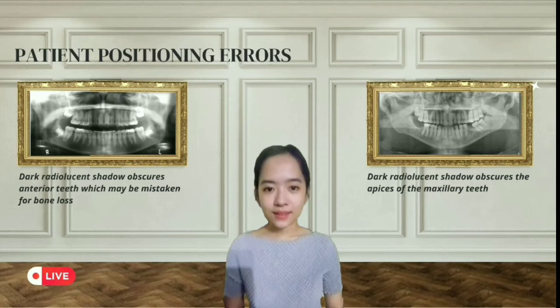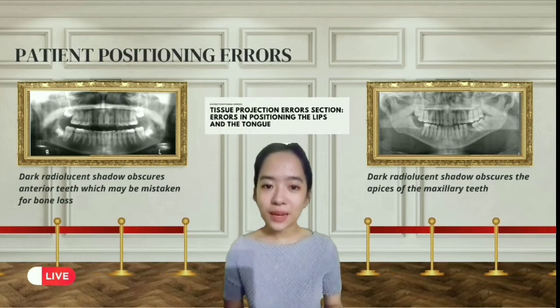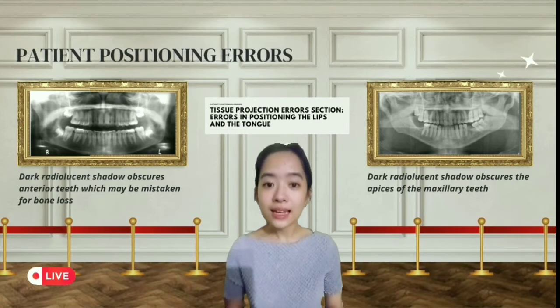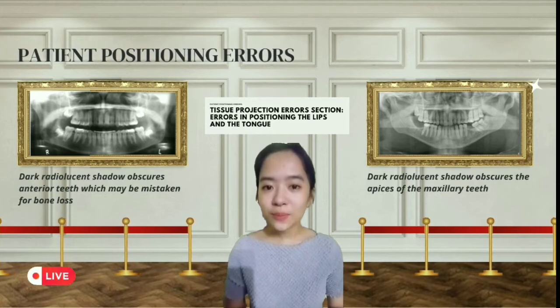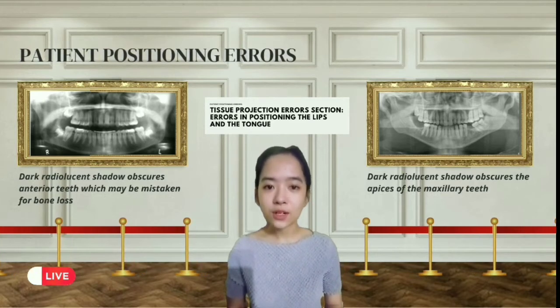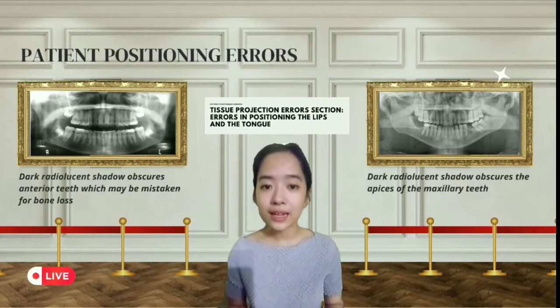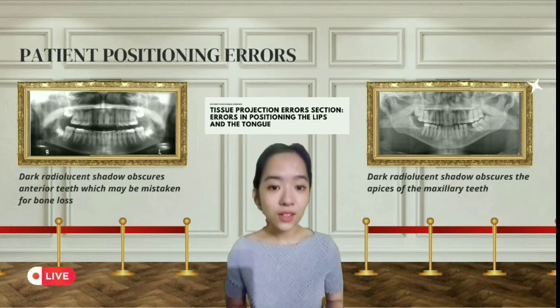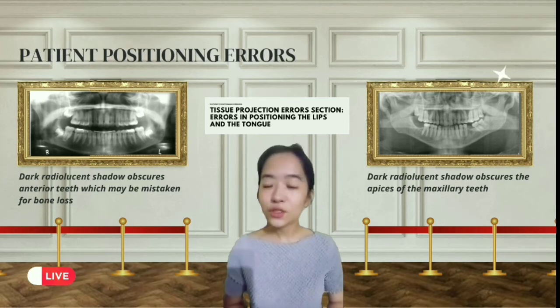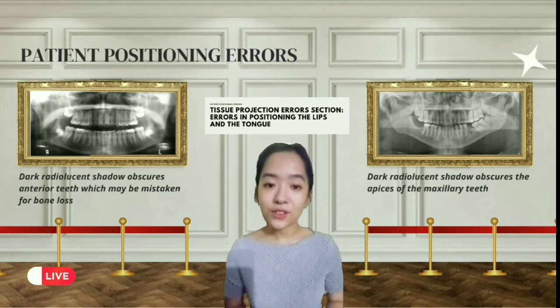Now, with the patient positioning instructions being done, let's go to the gallery of the patient positioning errors. Many positioning errors can be made with the slightest change of position in panoramic imaging. Due to the panoramic's wider scope of exposure, even the smallest change can create an obviously distorted image. And in the tissue projection errors section, we have first the errors in positioning the lips and the tongue, when the patient's lips are not closed on the bite block during the exposure of a panoramic projection. To your left, a dark radiolucent shadow results which obscures the anterior teeth.